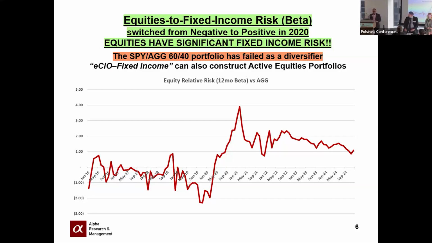So this is the beta of equity, the S&P 500, to the Ag index. And prior to 2020, it was negative, a little bit volatile, but still slightly negative. So some scant justification for 60-40 portfolio. Today, the beta is +2. Equities have become fixed income. Not just fixed income, they become levered fixed income.